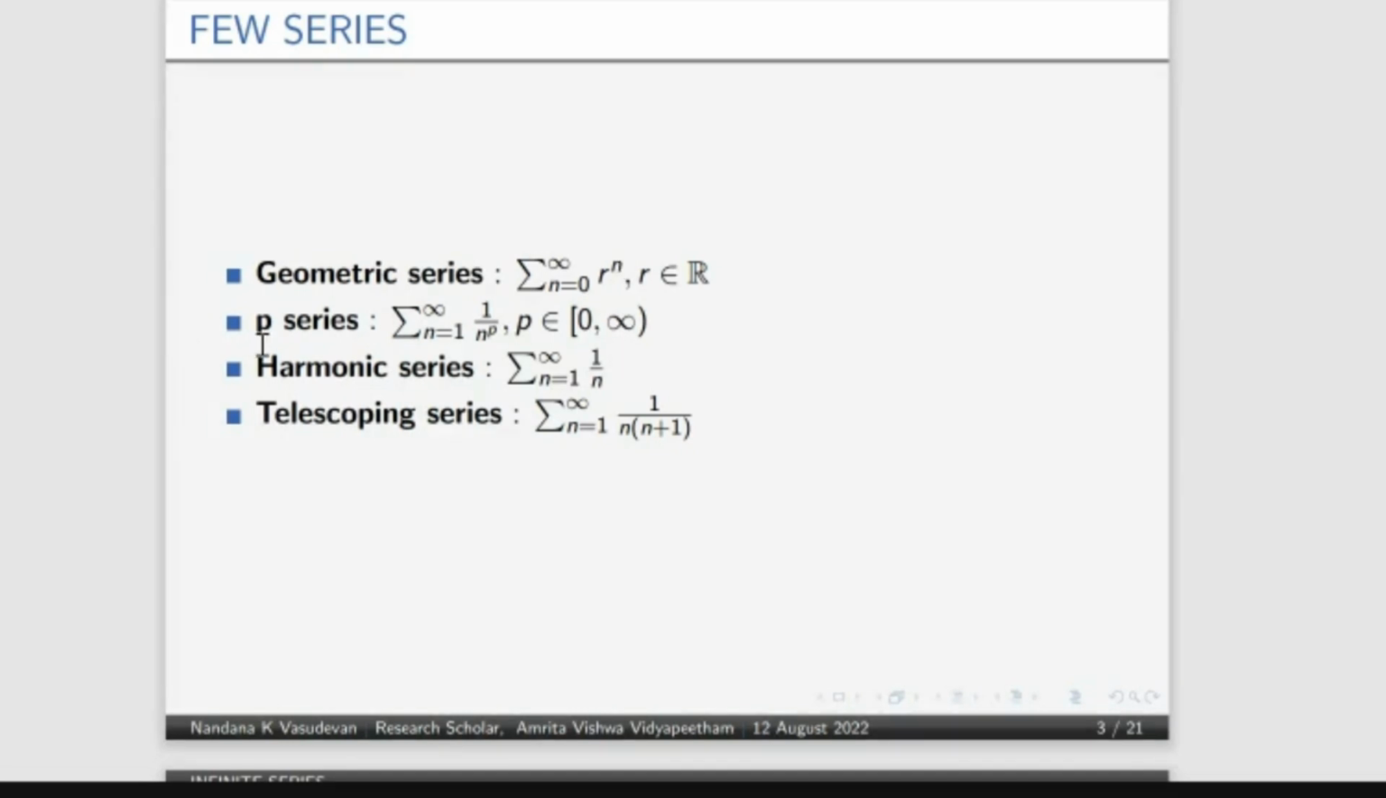Then the second one is the P series. It is given by summation n equal to 1 to infinity 1 by n power p. So here p is a fixed value and this p is taken to be within the closed interval 0 to infinity. Then the third example is the harmonic series, which is in fact a special case of the P series, which is sum n equal to 1 to infinity 1 by n. And the fourth example is the telescoping series, which is sum n equal to 1 to infinity 1 by n into n plus 1.